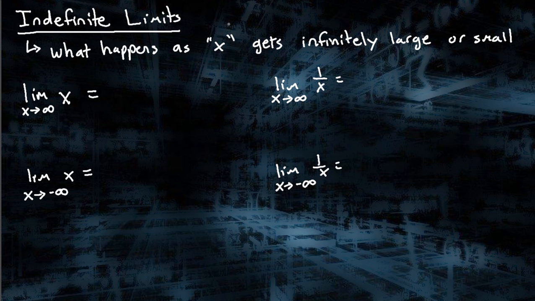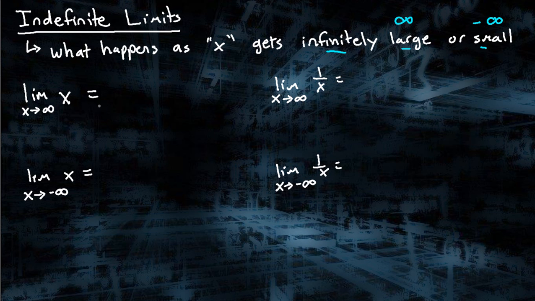We've already talked about limits being definite limits, as in what happens as our variable approaches a specific number. But now as we move into indefinite limits, what we're concerned with is what happens if our variable gets infinitely large or infinitely small, that is, approaches infinity or approaches negative infinity.